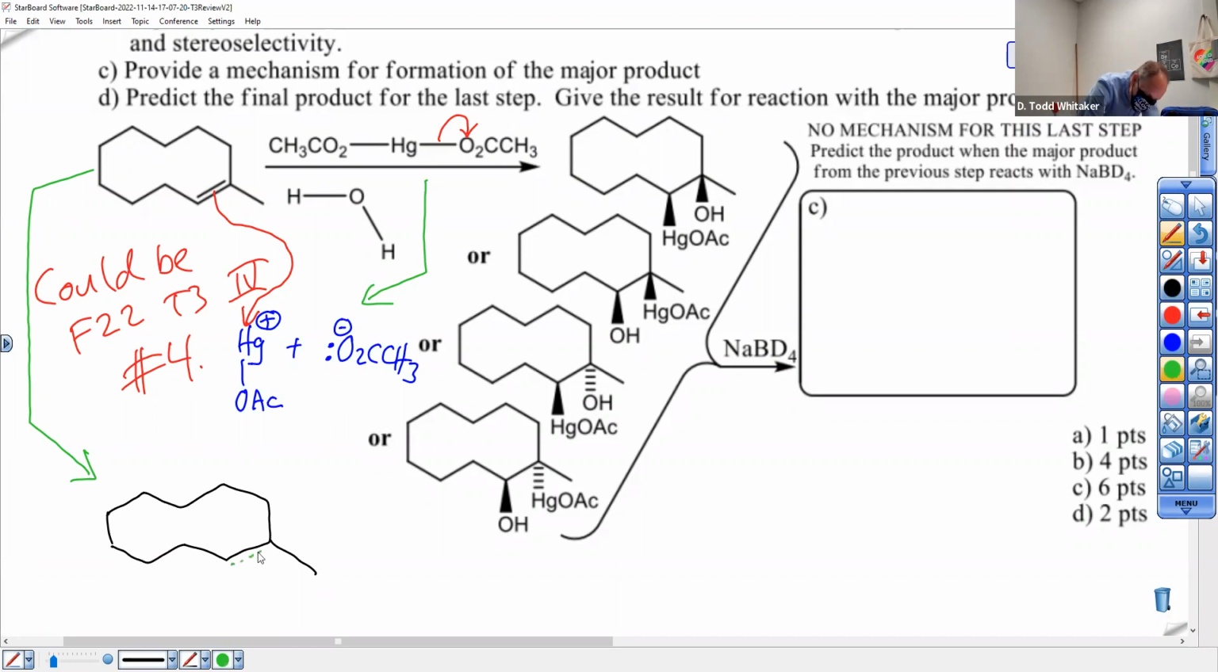These are not dashes. They are partial bonds. There are 3 of them. HgOAc, and the plus is now shared. The beauty of this mechanism, that plus charge is delocalized. And because of that, this doesn't rearrange like carbocations. It doesn't.